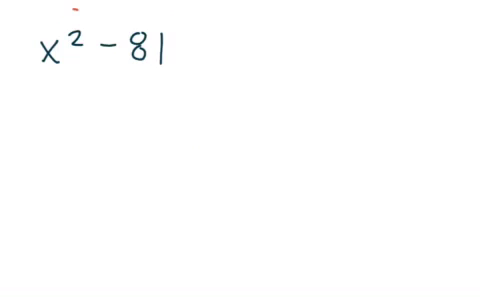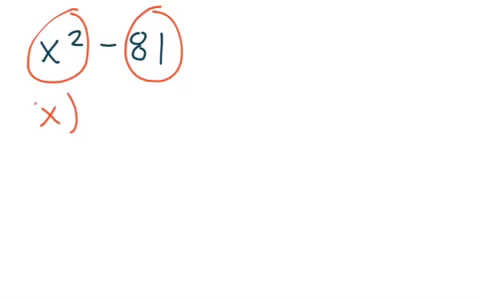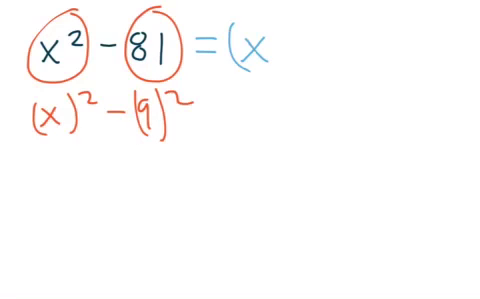Notice again I have an x squared and I have an 81. Both of them again are perfect squares. Okay, x squared is x squared and 81 is 9 squared. Long story short, isn't this going to be x times x, 9 times 9, plus 9, minus 9? Let's try the next one.